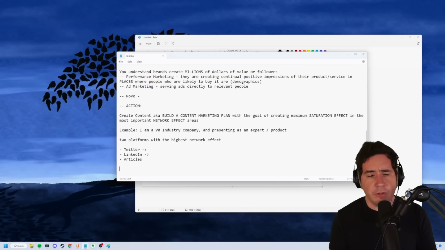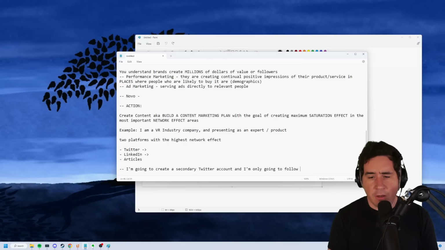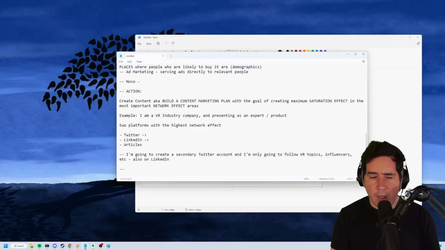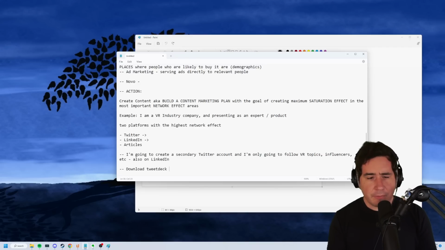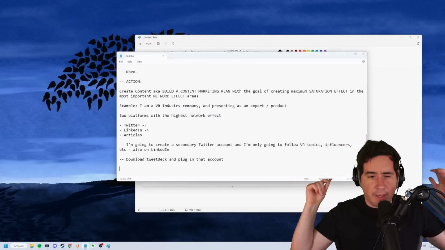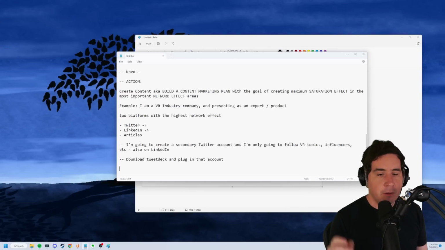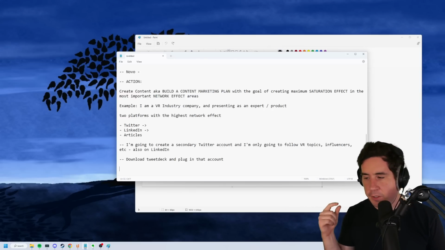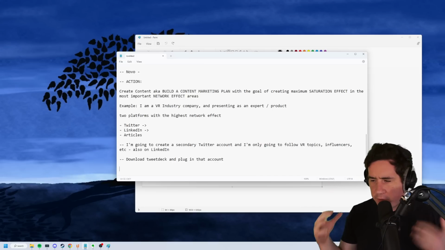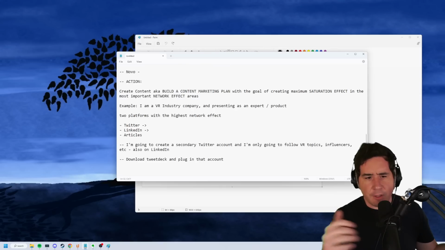So the first thing I'm going to do is create a secondary Twitter account, and I'm only going to follow VR topics, influencers, etc. I'm also going to do this on LinkedIn or whatever platform I'm going to be on. I'll probably download TweetDeck and plug in that account. And now what I'll see is basically a feed of everything that's going on in the VR industry. I'm going to follow dozens, if not hundreds of people, every authority on this topic. And I'm going to get an idea over the weeks and months of what the trends are and the top topics in this place.